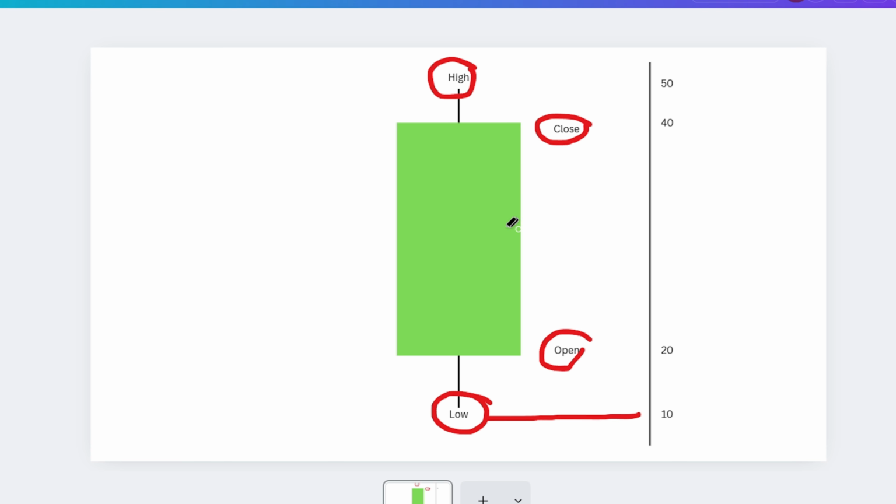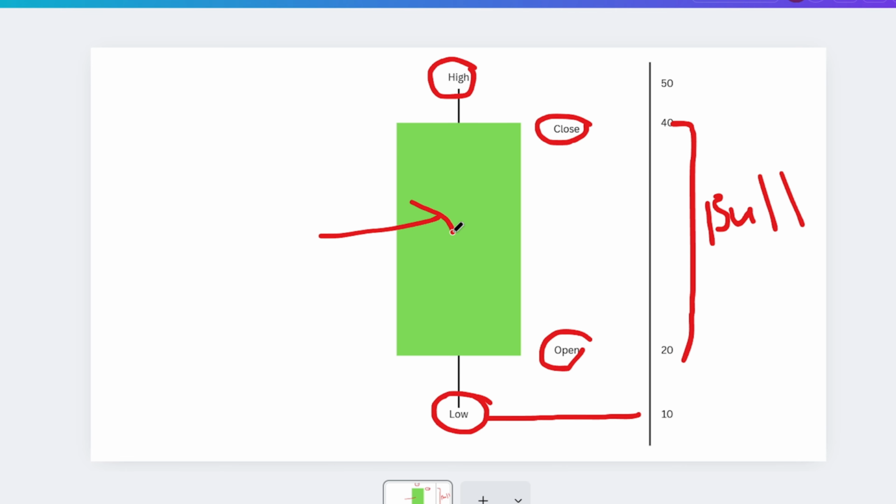Now, if the opening price is lower and the closing price is higher than the opening price, then we call it a bullish candle. Let's look at the example we had before. Now, the price or the value of this stock has gone up on that day. It started at $20 and ended up at $40. So it has gone up, and we call it a bullish or bull candle, doesn't matter whatever the time frame we talk about. And the normal color of a bull candle is green.